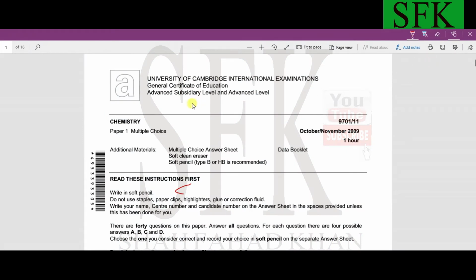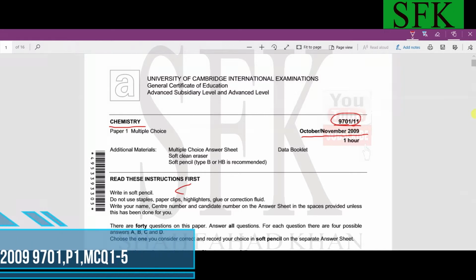Assalamu alaikum guys. Okay, so in this lecture we are gonna do the first 5 MCQs of October-November 2009, paper 1, variant 1, chemistry, AS level, 9701. Right, so let's get started.